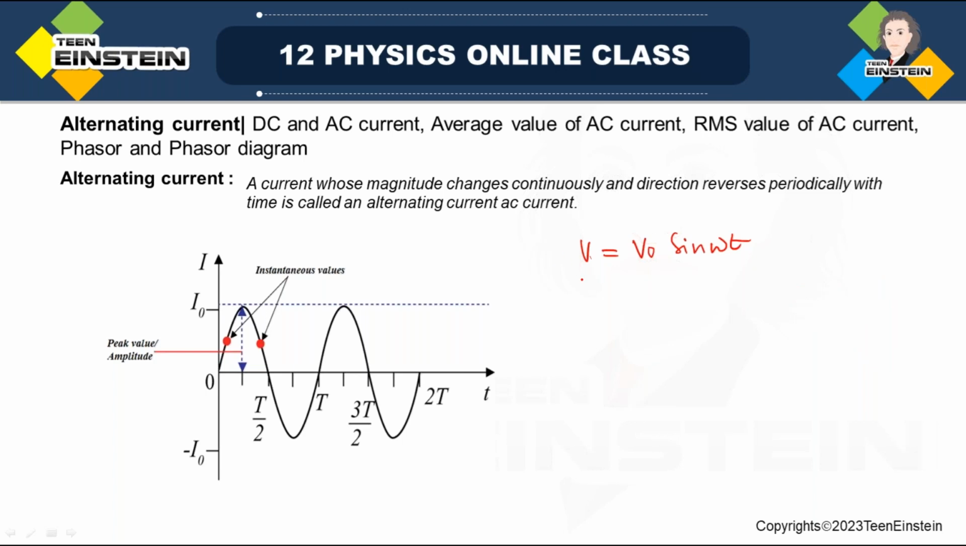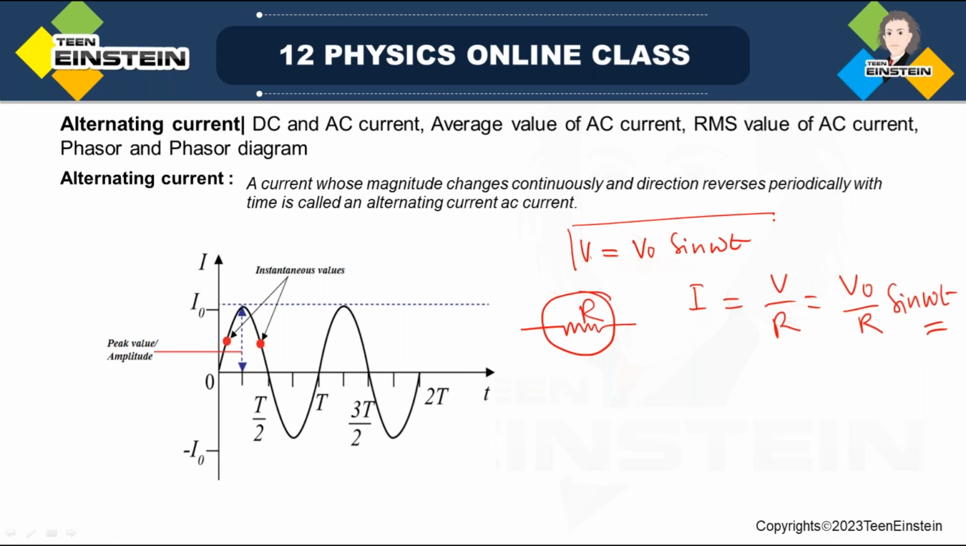For the time being I'll go with zero phase initially. If I send this alternating current through a resistor which has resistance R, then I can find the current as V by R, so V0 by R sin omega t. This will be the current. In a resistor, both voltage and current will be in the same phase. That we'll learn again.